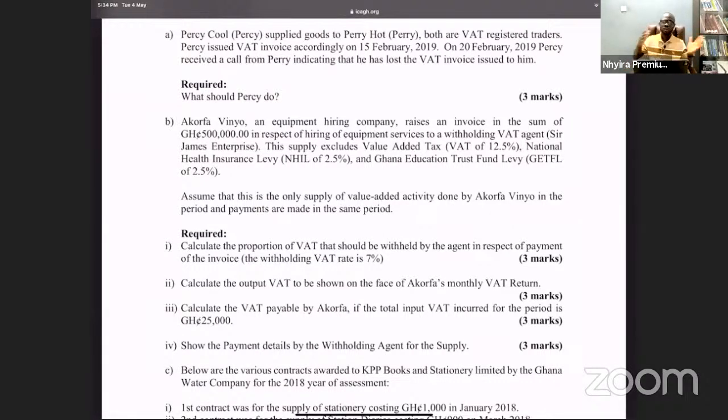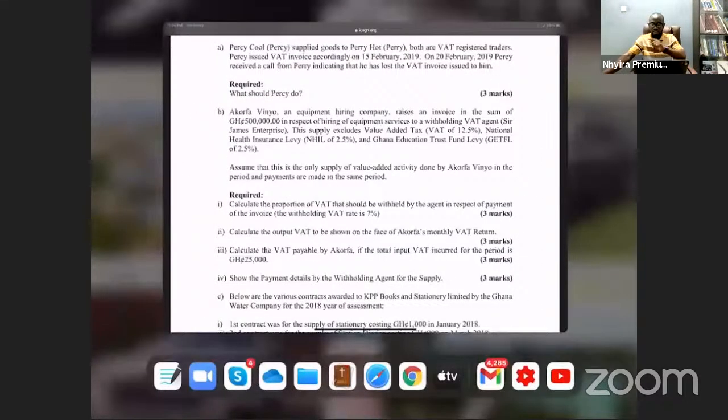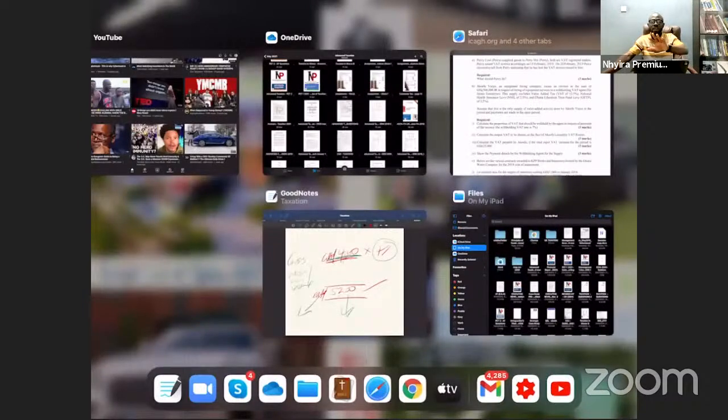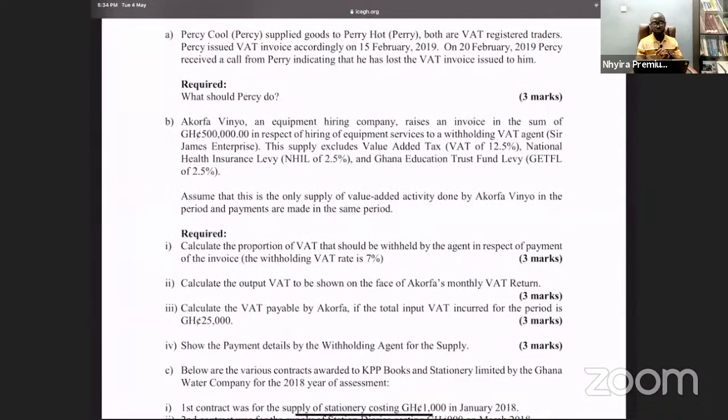So if it is hiring of equipment, that is a service. And if it exceeds 2,000 cedis, a traditional withholding tax of 7.5% has to apply. Traditional withholding tax before the VAT withholding will come in. I thought the VAT withholding didn't have a threshold. No. That is why I said traditional withholding tax. So this question says that one should be 7.5, yes, 7.5 for services.